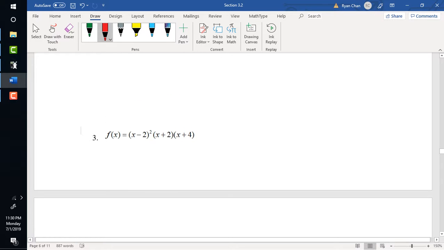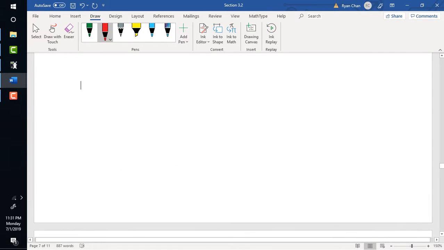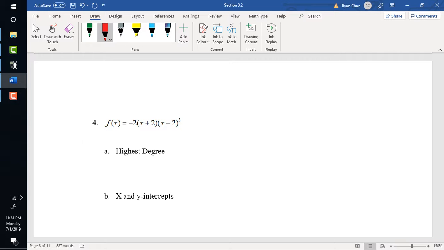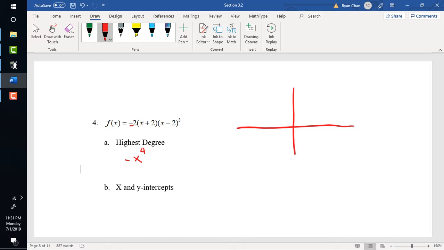So let's look at this one here. I'm going to do one more example. So I have here -2 times (x plus 2) times (x minus 2) cubed. The thing I realize is it's negative, and I also notice I have x cubed times x, so it'll be -x to the 4th. So I don't know what's going to happen in between, but I do know it's going to go down on both ends because it's even and it's negative.